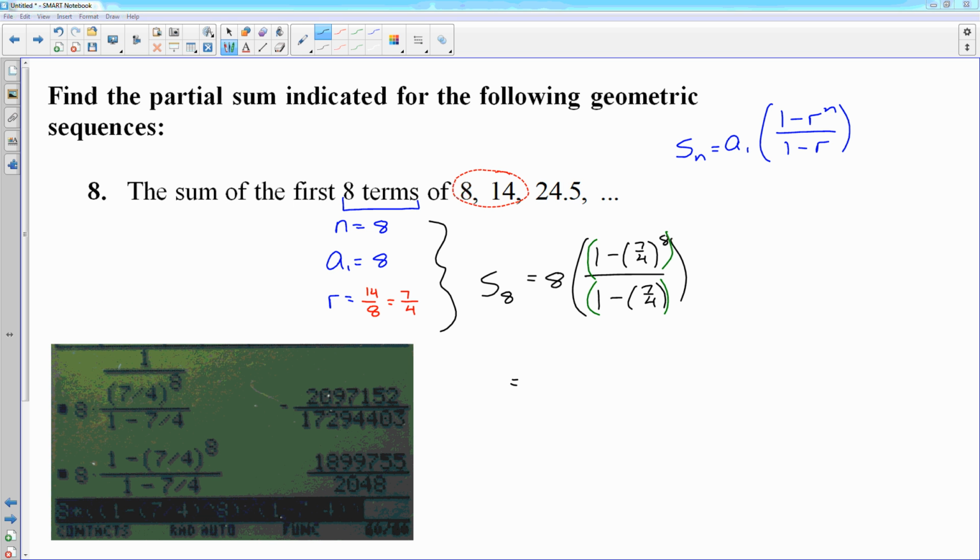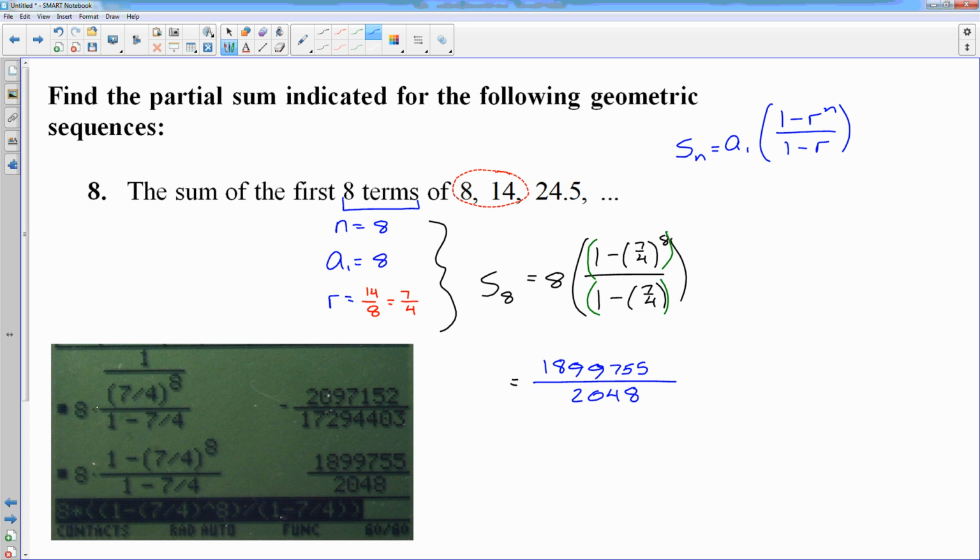And here is what I was just talking about in regards to the TI-89. It's kind of dark. Hopefully you can read that. Your answer ends up being 1,899,755. Hey, 755. That's how many home runs Hank Aaron hit, over 2,048. That ends up being your answer.